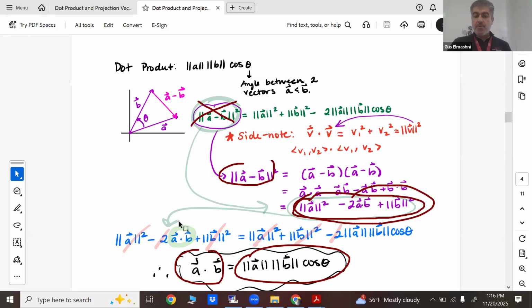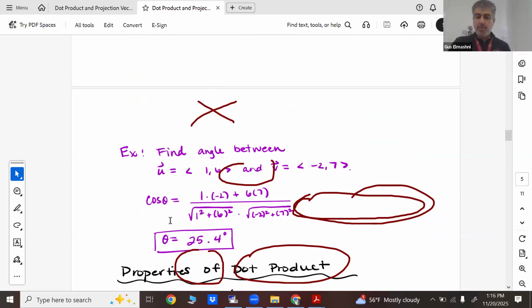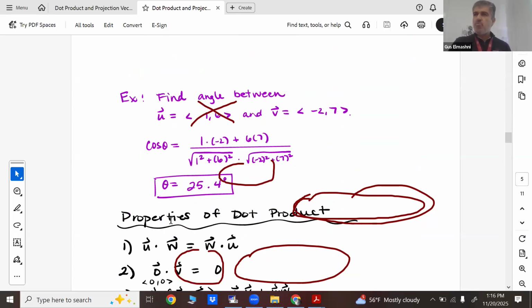So that's where it comes from. Of course, I'll give you that relationship. That relationship will be there. We can use that to solve for the angle between two vectors. So we're okay with that now. Does that make sense? Comfortable?